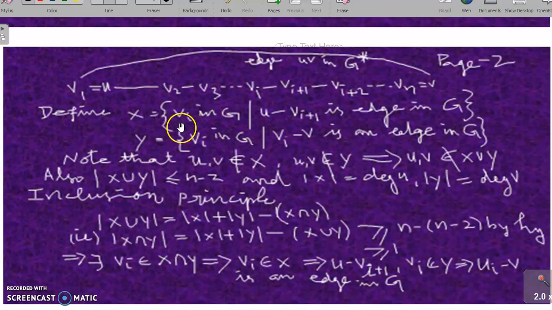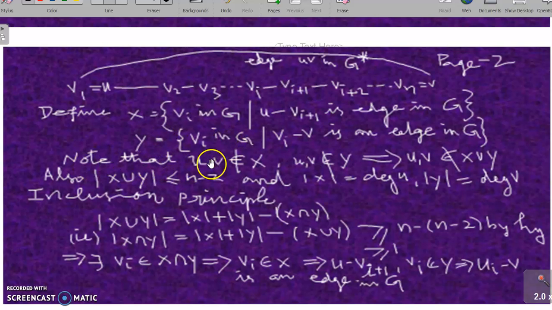For the vertices vi in G, if u is connected to v(i+1). Suppose here vi is there, then u must be connected to v(i+1), so v1, v2 is an edge in G. Okay, if this satisfies, I am putting it inside this particular set X. If this satisfies, I am putting it inside this particular set Y.